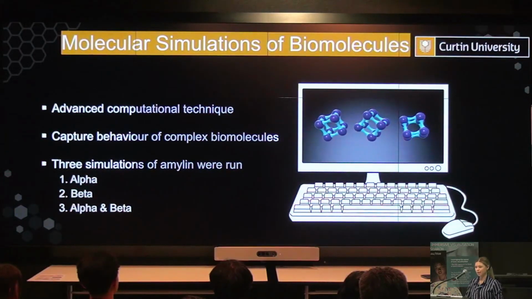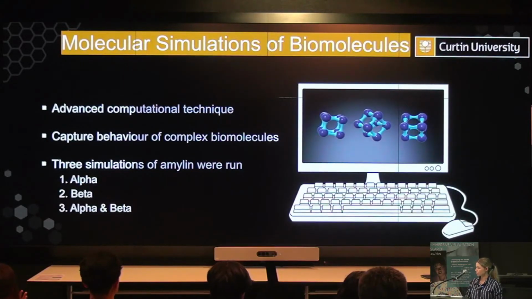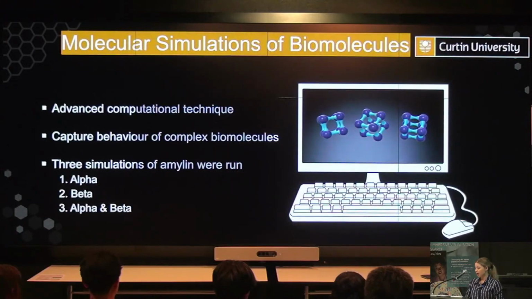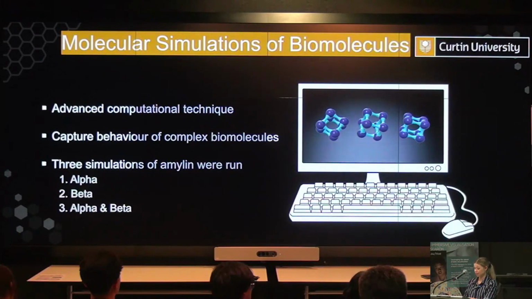These are advanced computational methods that often require the use of supercomputers, such as PAUSI. These simulations are able to capture in intense detail the behaviour of complex molecules in physiological conditions. In order to sufficiently sample amylin structures, I ran 3 simulations concurrently with each other to sample the different secondary structures amylin samples. The first simulation was set to sample alpha-based structures, the second beta, and the third was set to sample both alpha and beta.